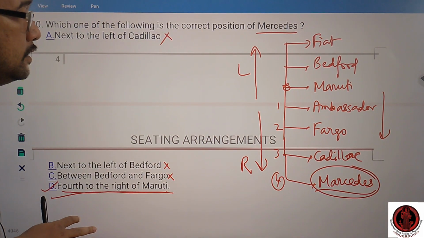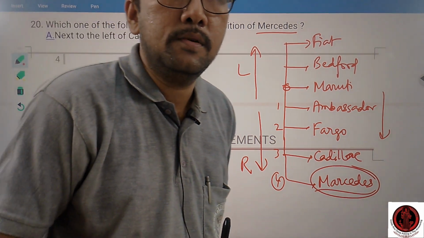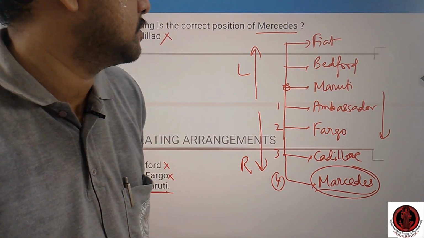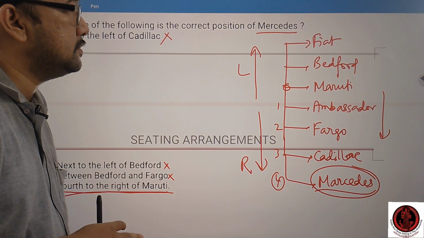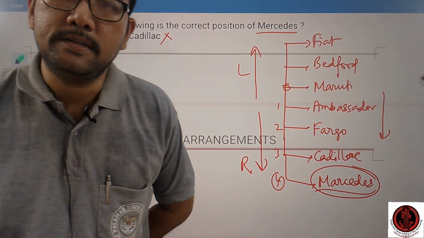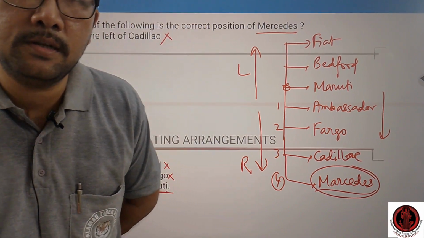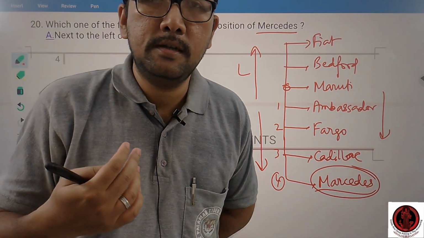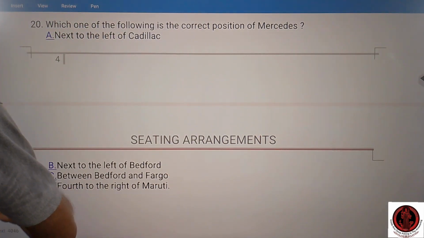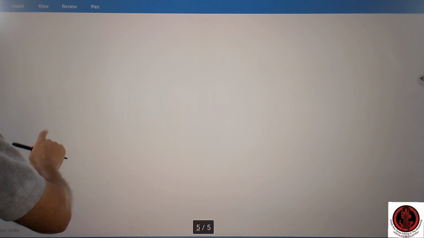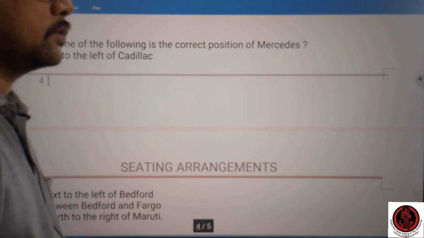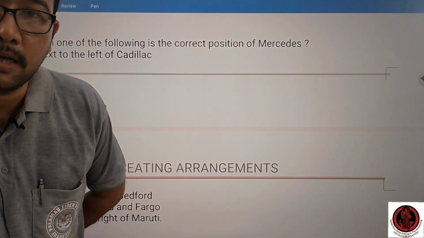So today we covered all the topics of sitting arrangement. In class 1 and class 2, 3 topics we have already done: row wise, circular, where circular includes facing the center and facing outside, and vertical sitting arrangement. Okay, so this is all about sitting arrangement. Okay, thank you very much.